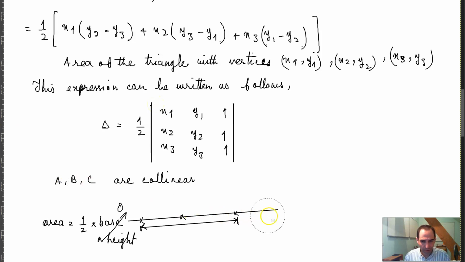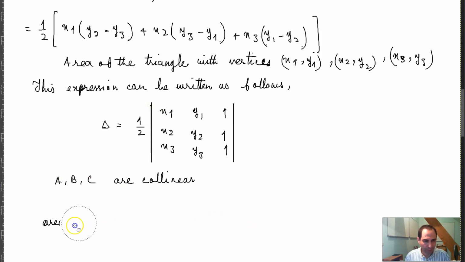Now, what we have done here is that we have developed this determinant, and using this determinant, we are actually doing the same thing as we are doing in this formula. Now, if A, B, and C are collinear, there are basically 3 possible cases, not more than that.